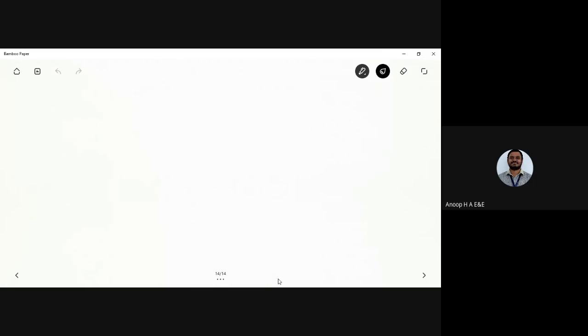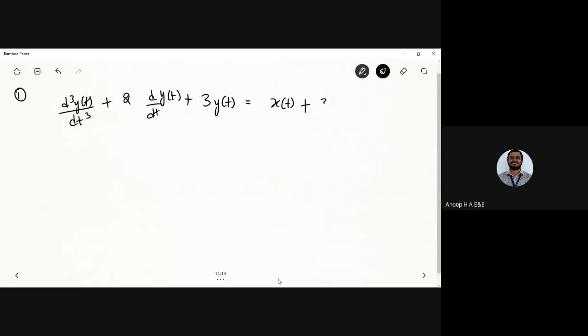Okay, so moving on to the next set of exercises. I think we had covered this problem. Let me take this one: d by dt of q, plus 2 times d by dt of y of t, plus 3 times y of t, that would be equal to x of t plus 3 times d by dt of x of t.